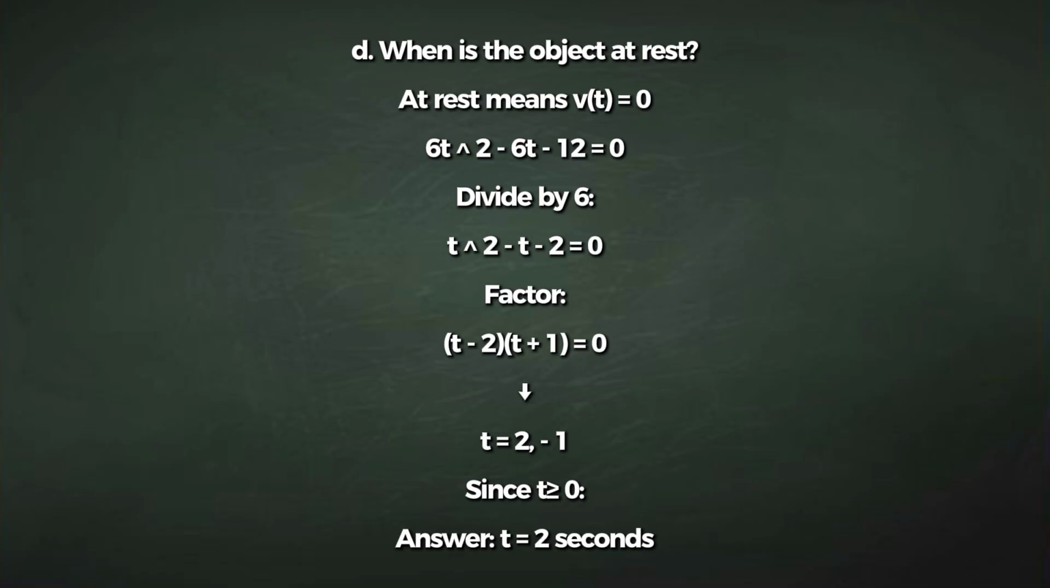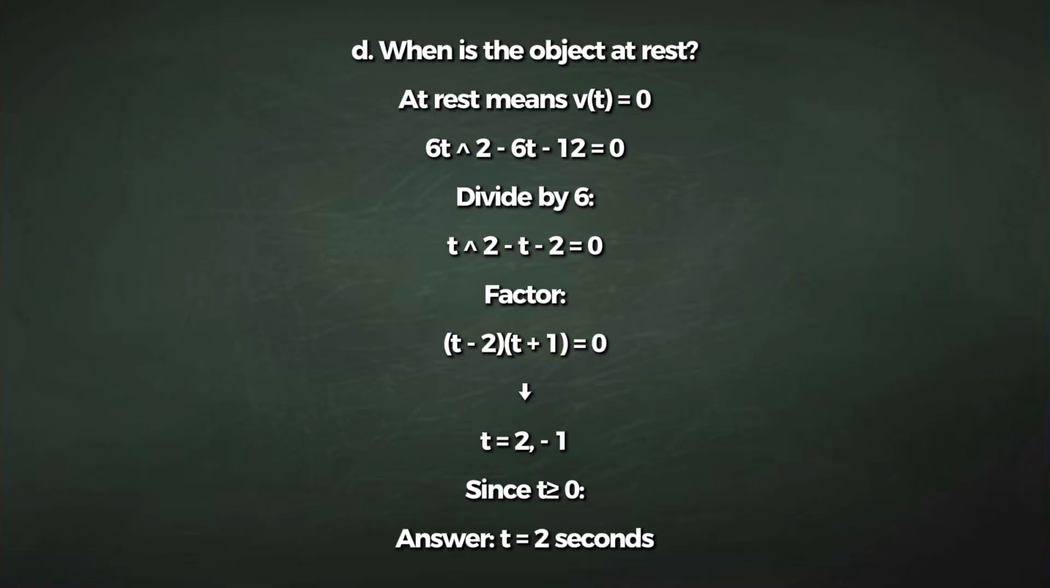Well then, what about this? What if the object is at rest? Let's analyze this. If an object is at rest, then the velocity of t is equal to 0. We'll use the derivative for velocity, 6t squared minus 6t minus 12 is equal to 0. To solve this problem, let us divide the terms by what they have in common. We'll use the common monomial factoring method.